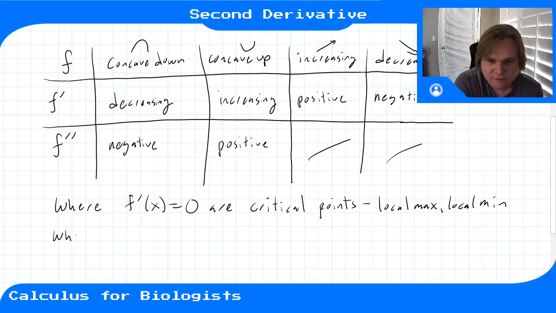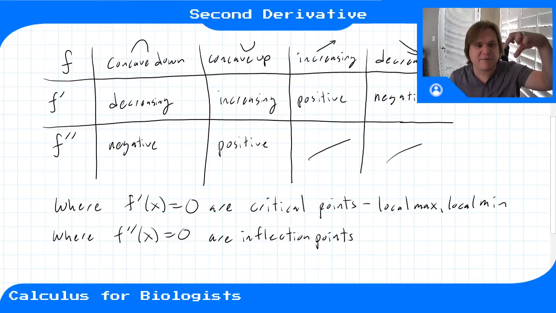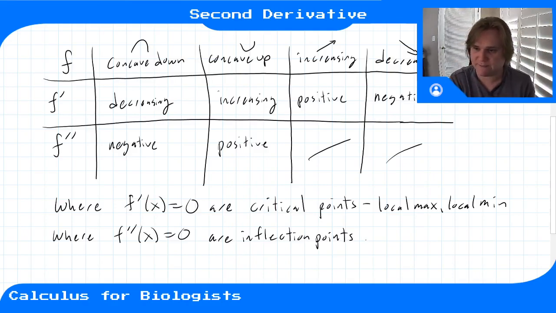And where f double prime of x equals zero is another type of special point, but we don't call them critical points. We call them inflection points, because this is where the concavity is going to switch from concave up to concave down. So it's a point of inflection where the curvature is switching.